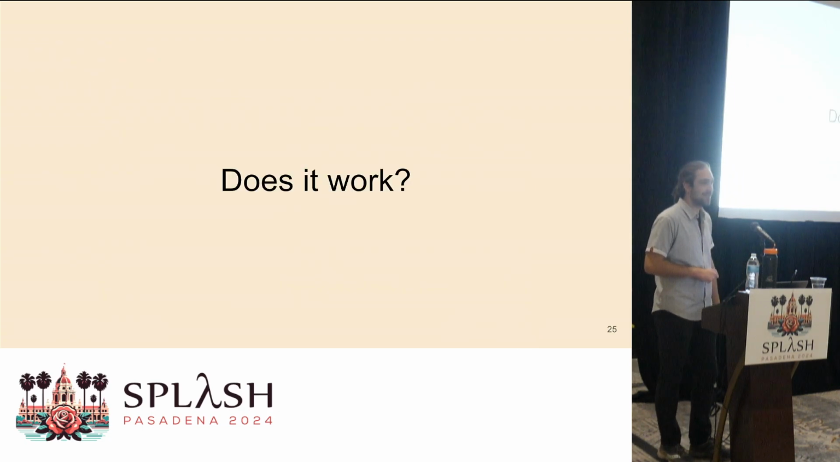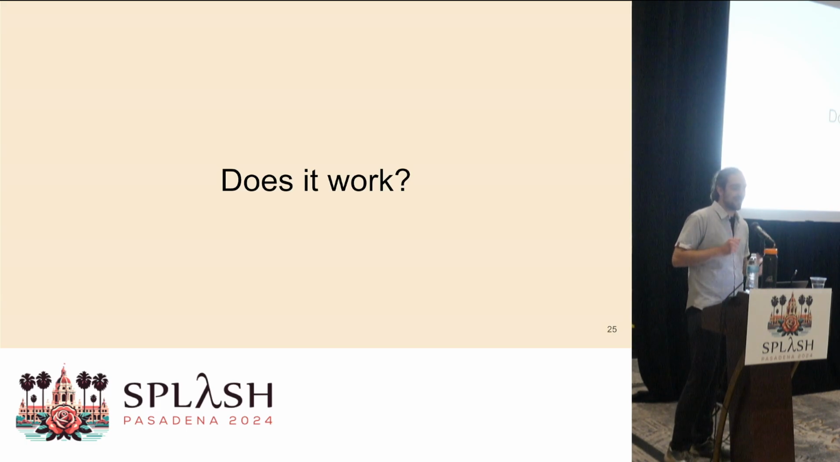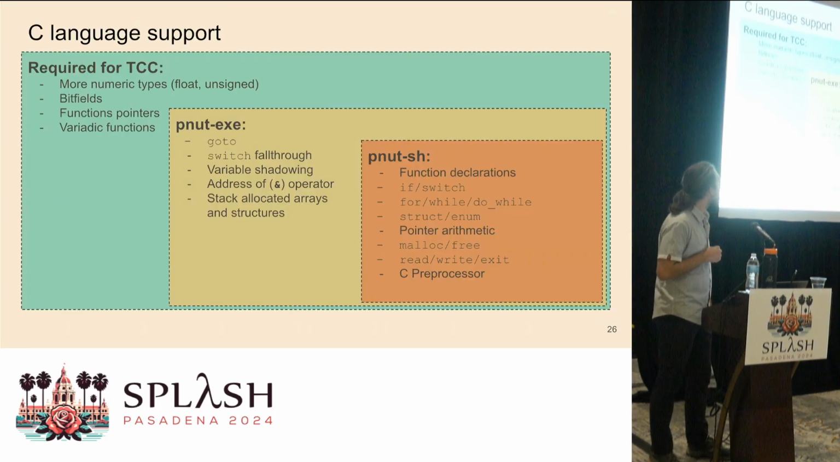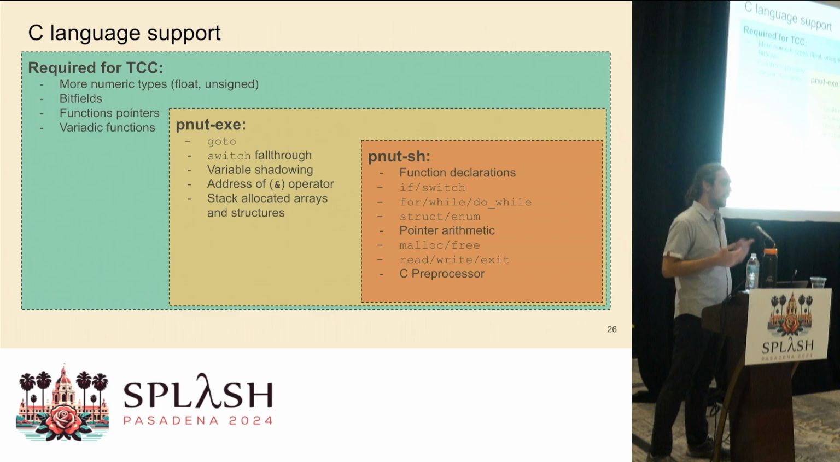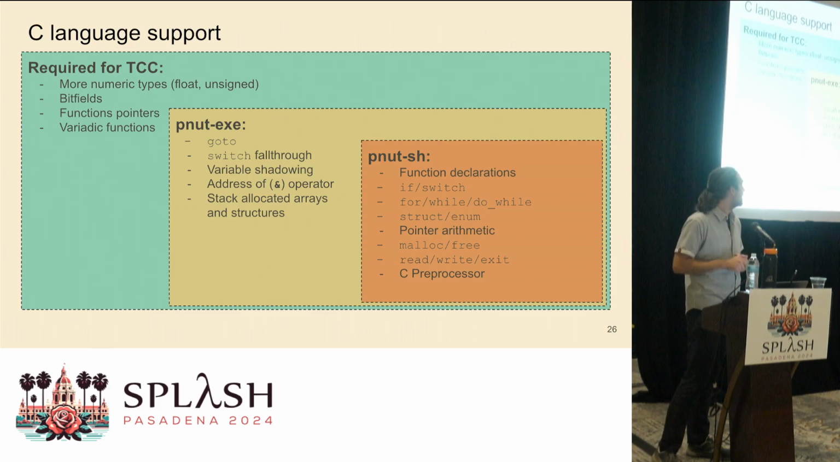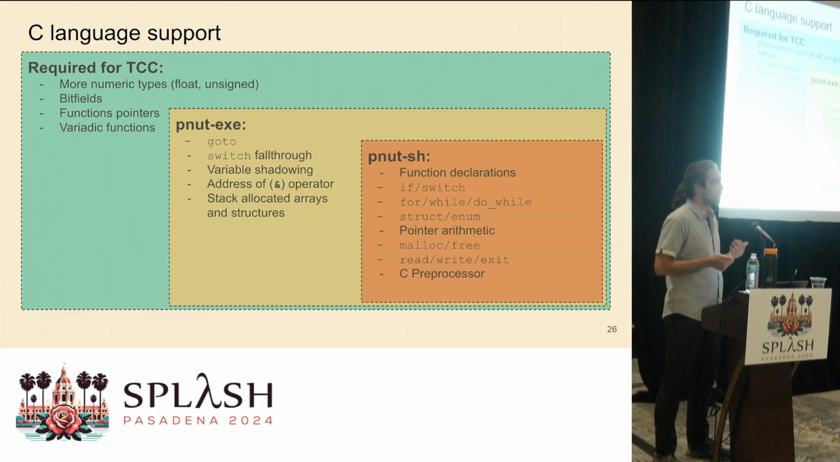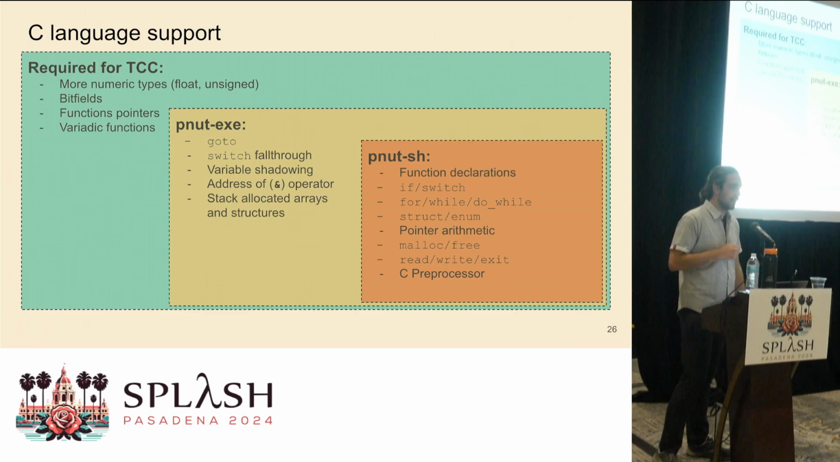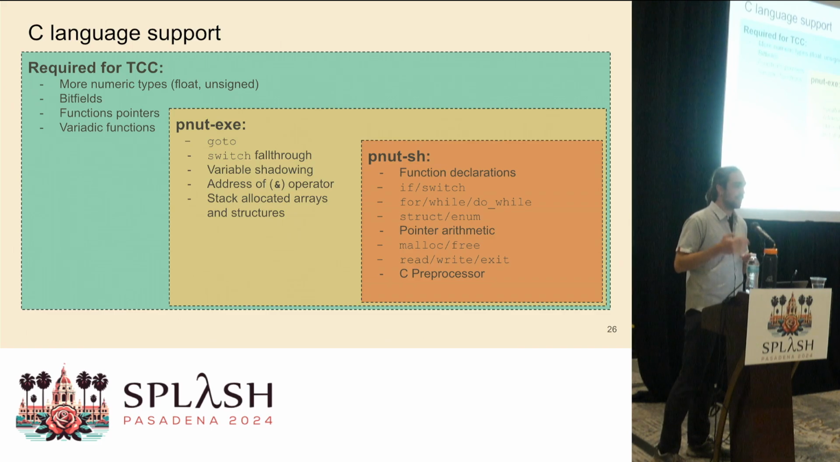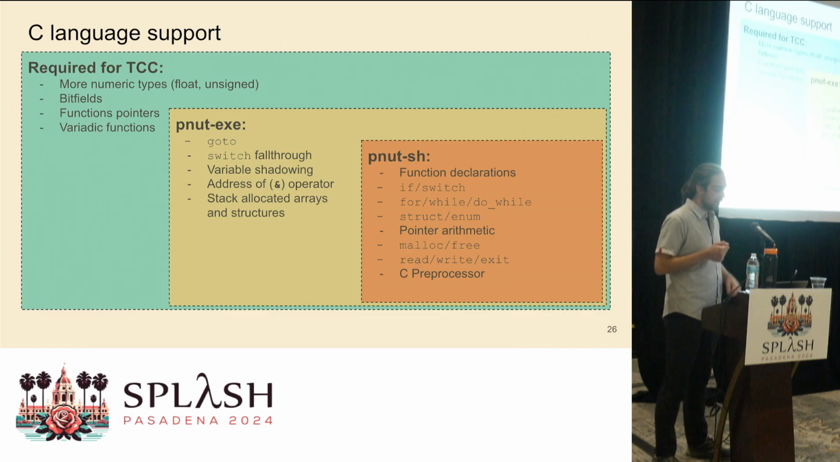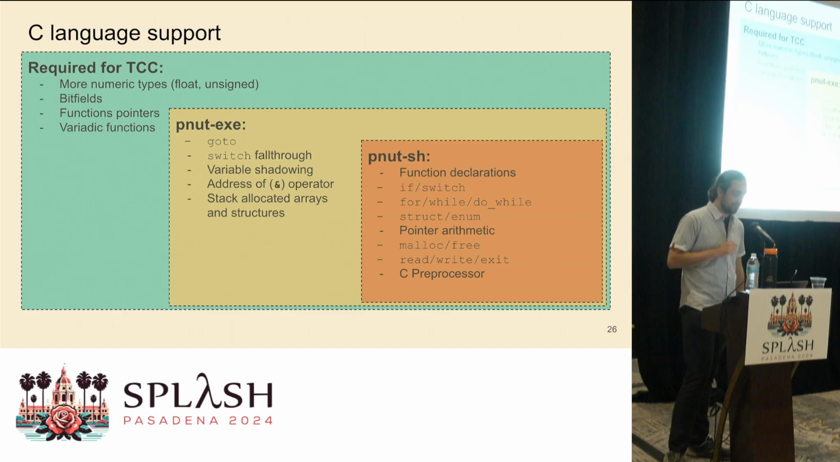So does it work? Can we actually implement a reasonably large subset of C in POSIX shell? The answer is yes. This chart shows the C language support that both of our compilers have. So pnut shell supports function declarations, of course, if, switch statements, all the loops, structures, enums. It can do pointer arithmetic. It has dynamic memory allocation, some basic I/O functions, and a C preprocessor. And then pnut.exe extends that with switch fall through, gotos, the address-of operator, stack allocated structures, and so on.